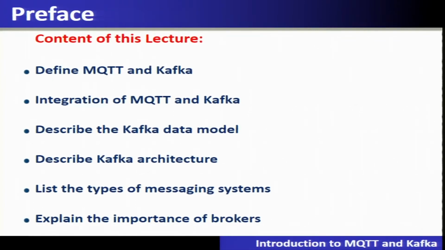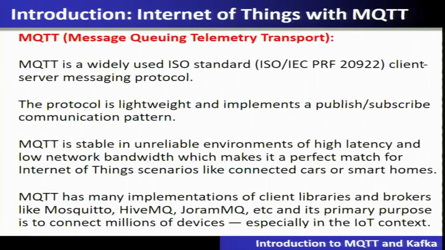Then we will describe the Kafka data model. We will also introduce the Kafka architecture. Then we will also list the types of messaging systems and explain the importance of brokers in Kafka. So let us begin with Internet of Things with MQTT.